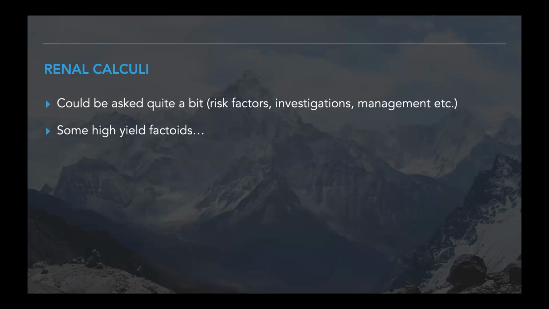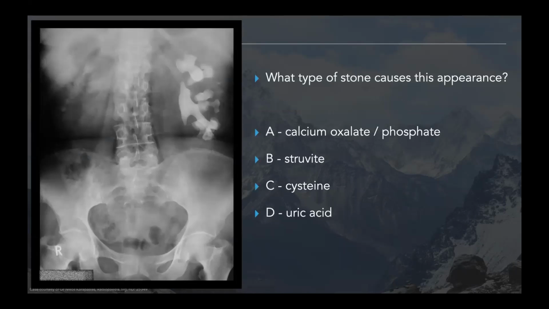Okay, you could be asked quite a bit about renal calculi in your finals. They might show you a radiograph like this and then launch into a discussion about risk factors, investigation, management, etc. And I'm not going to discuss all that here because that's really a separate topic, but I will brush over some high yield factoids that seem to come up again and again in exams, both written and clinical. So if we could have another poll, please. What type of stone causes this appearance?